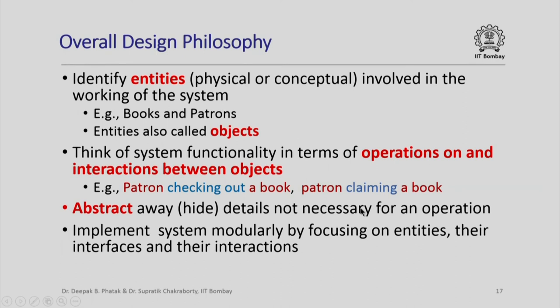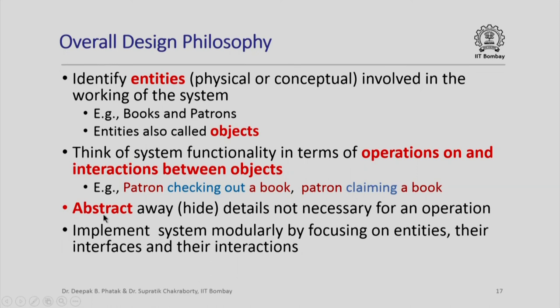So what is the overall design philosophy that we are appealing to over here? We are saying that when you are trying to design a complex software system, first identify the entities, which could be physical or conceptual entities, that are involved in the working of the system. For example, in our example, they were books and patrons, and these entities are also going to be called objects. And then you can think of the system functionality in terms of operations on and interactions between these objects. For example, a patron, an object, could be checking out a book, which is another object. Similarly, a patron could be claiming a book, which is another object.